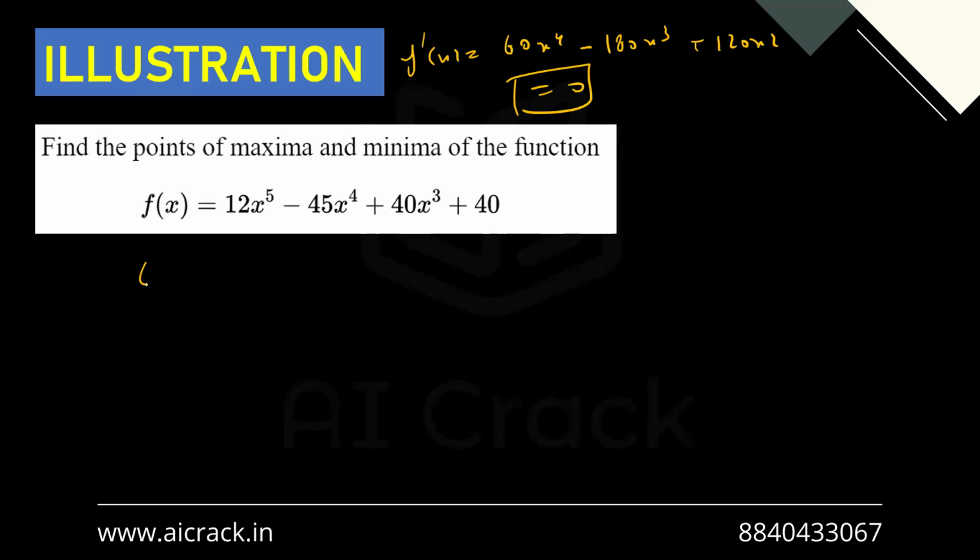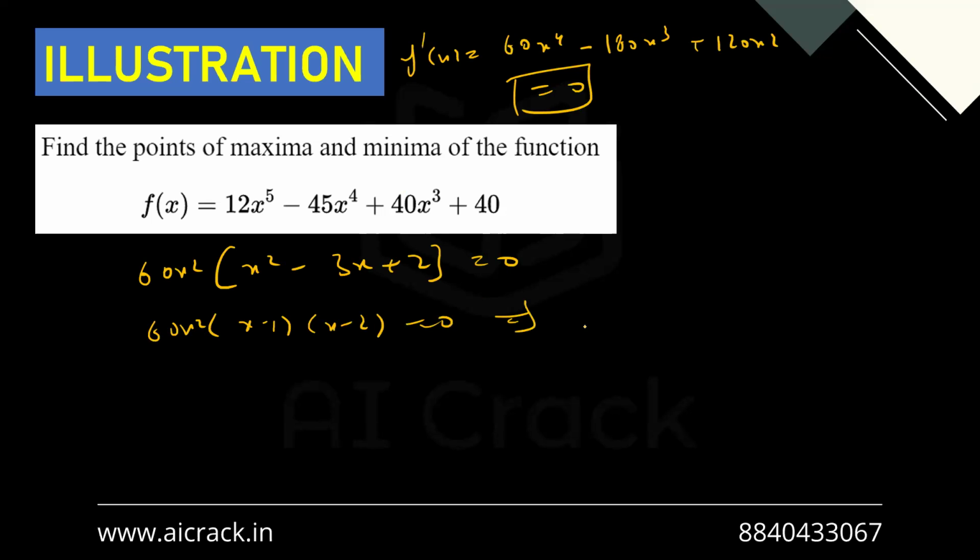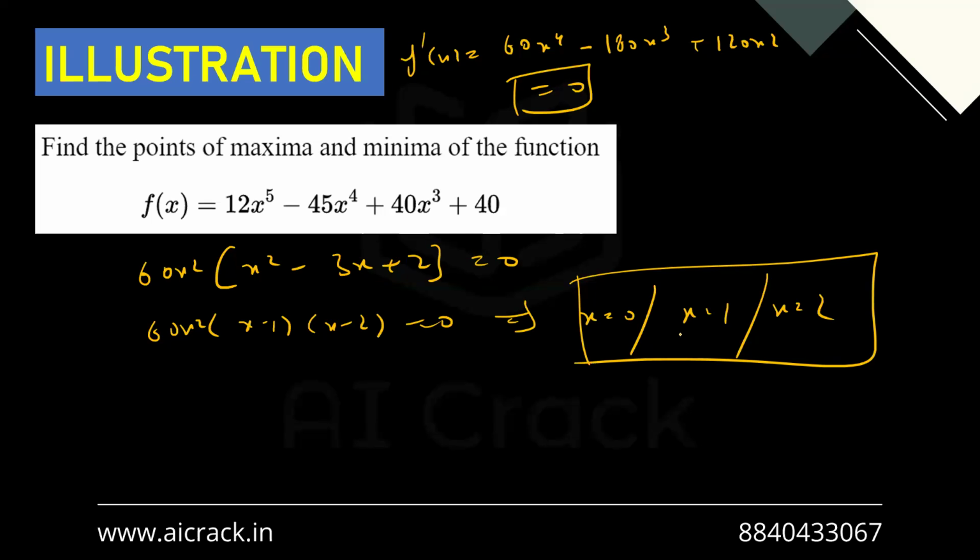So we'll be getting 60x square is common. We'll be getting x square minus 3x plus 2 equals 0, right? So this gives us 60x square, (x minus 1), (x minus 2) equals 0. So we've got x equals 0 or x equals 1 or x equals 2. We've got these 3 points as the stationary points, right?